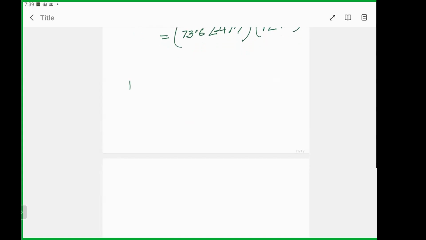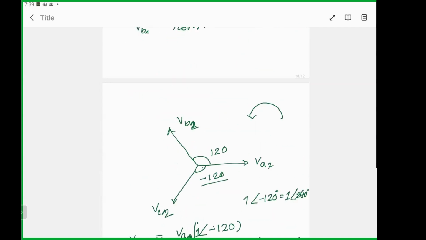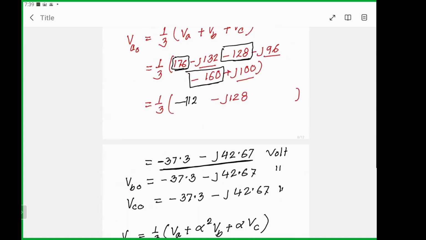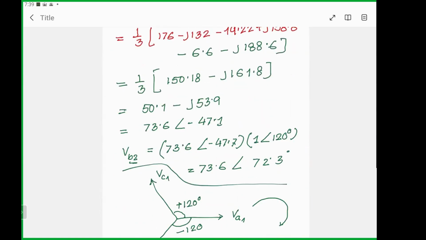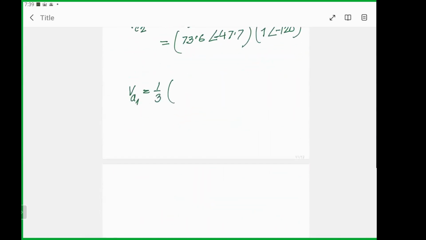So we need to find out VA1, that is only left, and that is equal to 1/3. And the formula is from here, we have to take this formula. So the formula is this one. So alpha first and then alpha square. So we need to write down VA plus alpha VB plus alpha square VC. Okay, do this calculation.